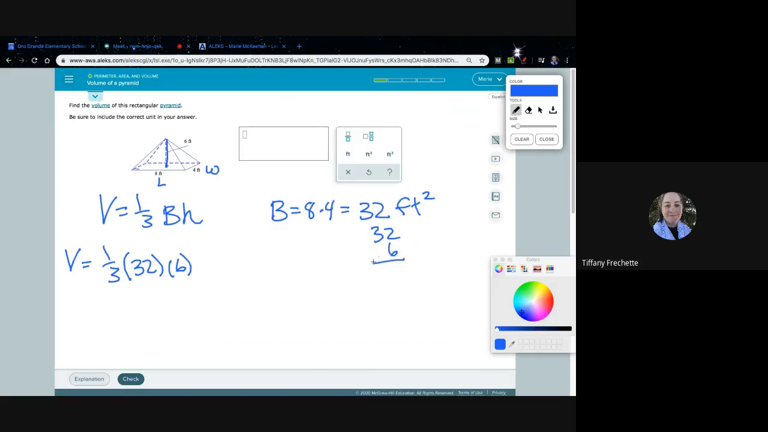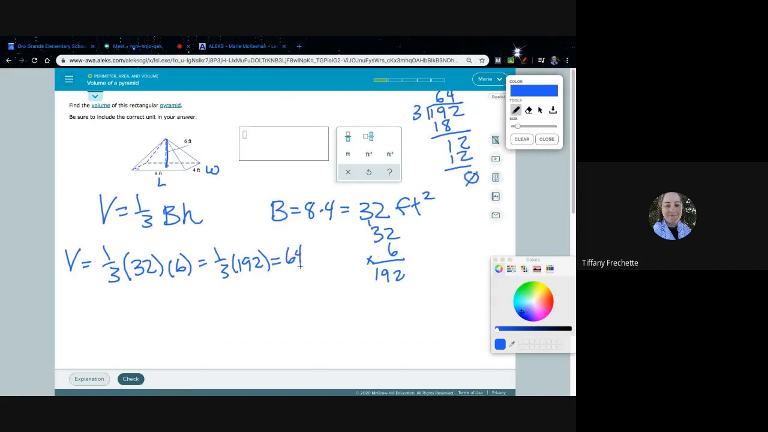32 times 6. So we go 6 times 2 is 12. 6 times 3 is 18. Plus 1 more is 19. So we get 1/3 times 192. So remember, 1/3 times 192 means that we're going to take 192 and divide by 3. So we can go in 1 time here, and we'll have 9 and 1 left over. 12 divided by 3 is 4. So this goes in evenly. We won't have any remainders. So no fractions on this one.